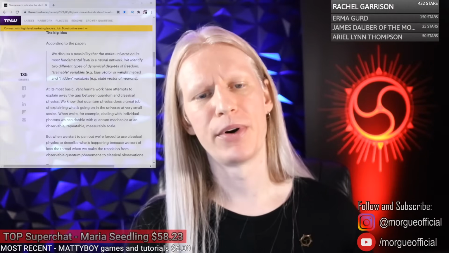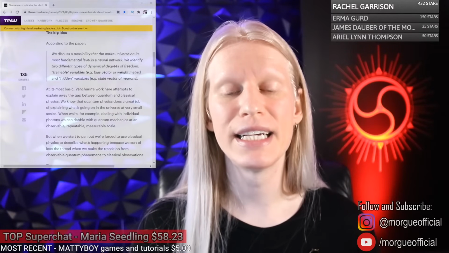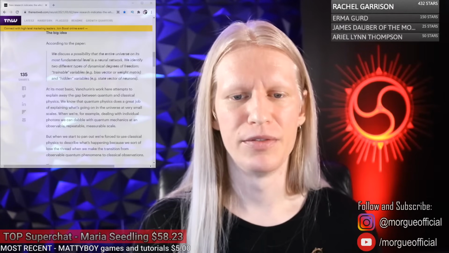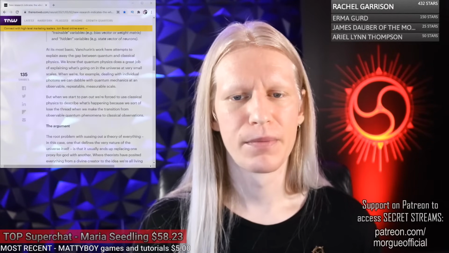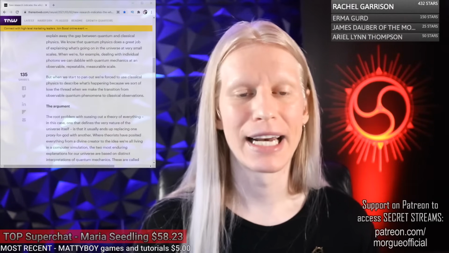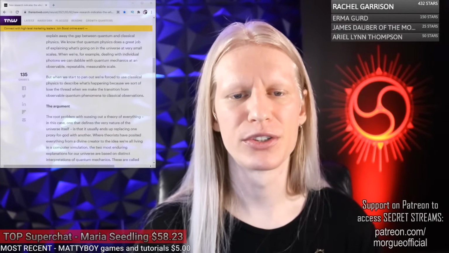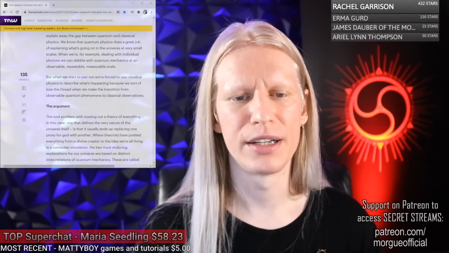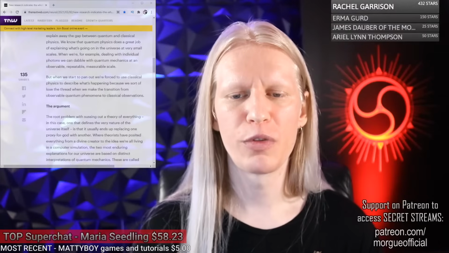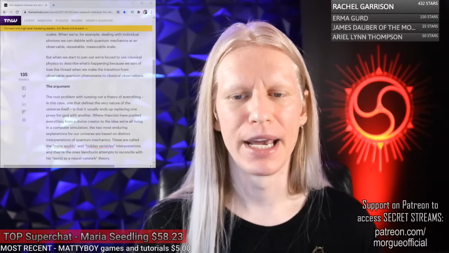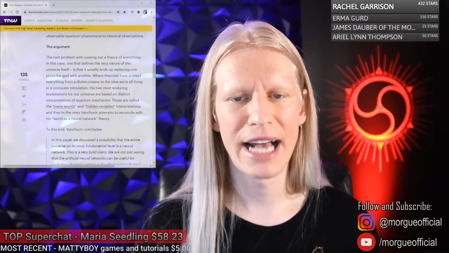The big idea, according to the paper, is, and quote, "We discuss a possibility that the entire universe on its most fundamental level is a neural network. We identified two different types of dynamical degrees of freedom, trainable variables and hidden variables." At its most basic, the work attempts to explain away the gap between quantum and classical physics. We know that quantum physics does a great job of explaining what's going on in the universe at very small scales. When we're dealing with individual photons, for example, we can dabble with quantum mechanics at an observable, repeatable, measurable scale. But when we start to pan out, we're forced to use classical physics to describe what's happening, because we sort of lose the thread when we make the transition from observable quantum information to classical observations.